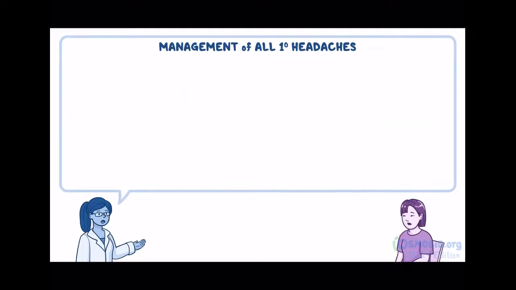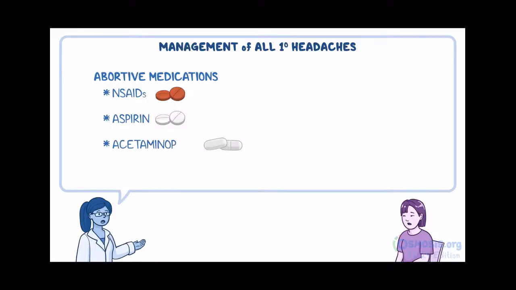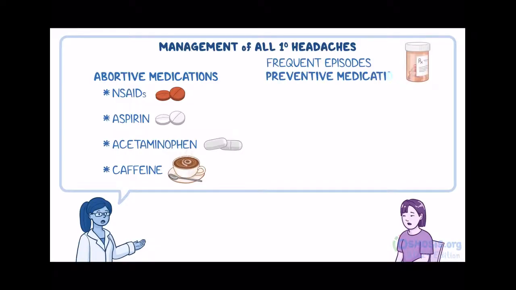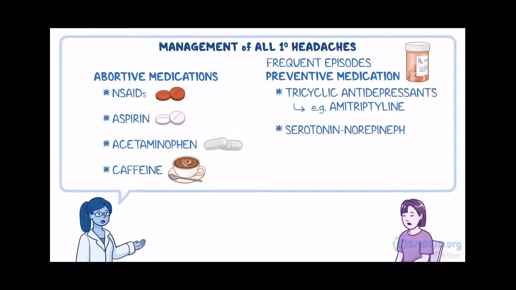During an acute episode of a tension-type headache, options for abortive medications include nonsteroidal anti-inflammatory drugs, or NSAIDs, aspirin, acetaminophen, and caffeine. For patients with frequent episodes, consider starting a preventive medication. Options include tricyclic antidepressants, such as amitriptyline, and serotonin norepinephrine reuptake inhibitors, SNRI, like venlafaxine.